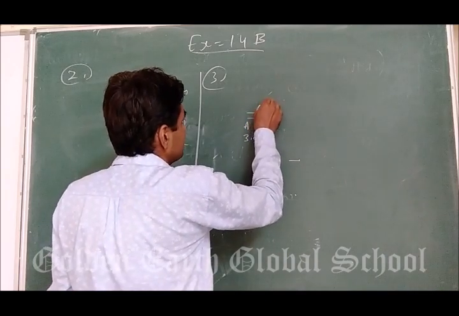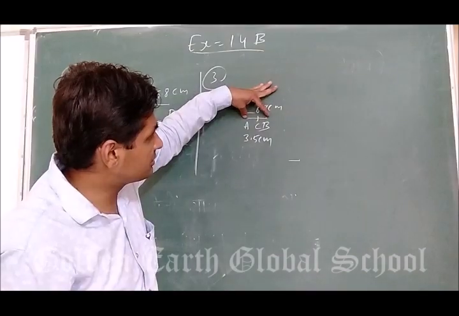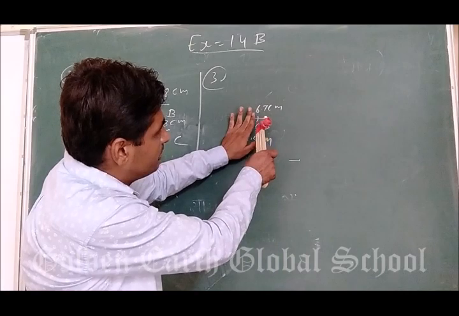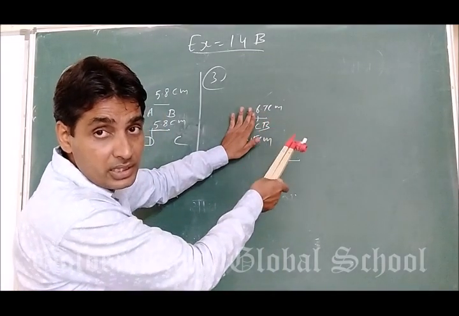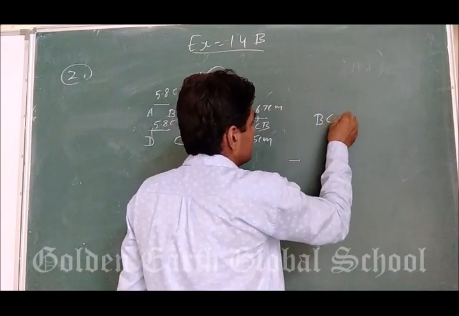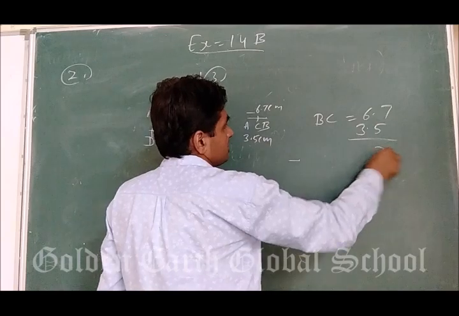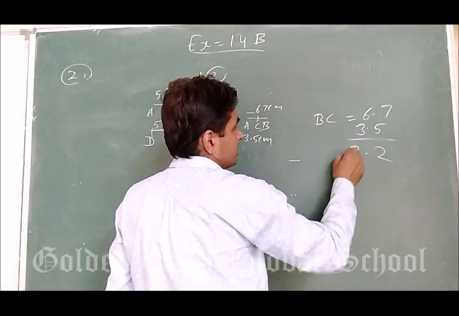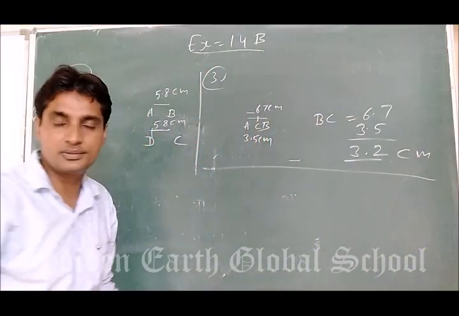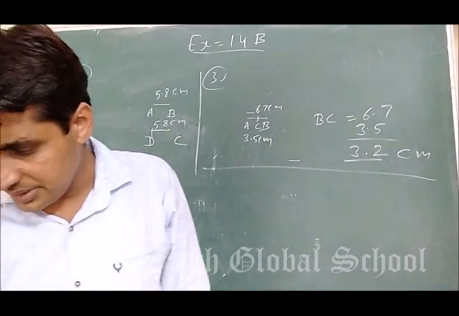Full is 6.7 centimeter. Now look, bete, full length is 6.7. We have to cut 3.5. So BC is how it can come by subtraction. So BC equal to 6.7 minus 3.5. 7 minus 5 is 2, 6 minus 3 is 3. So 3.2 centimeter is the answer. Understand? So similarly other parts bete.